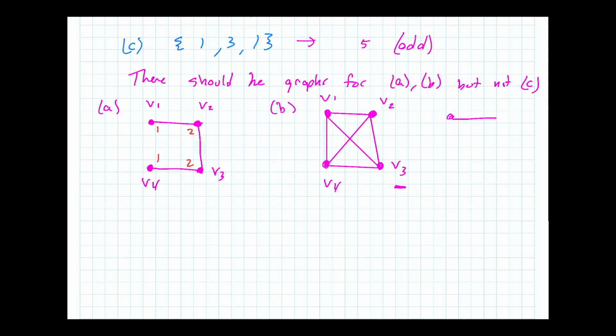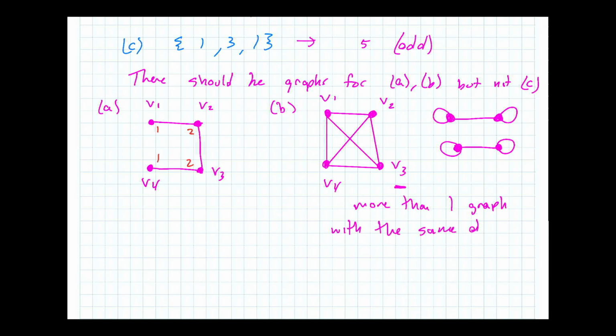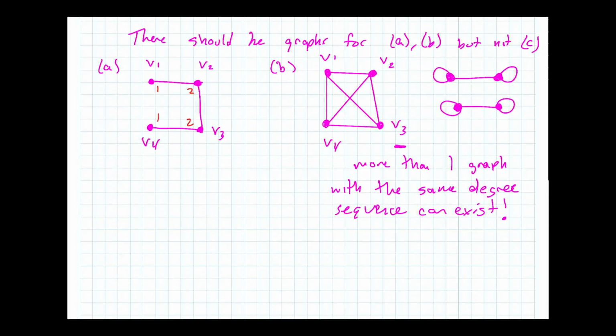So we had multiple possibilities for the graph with the same degree sequence. So more than one graph with the same degree sequence exists. Right? So it's not the graph, it's just a graph with that degree sequence. 3, 3, 3, 3.